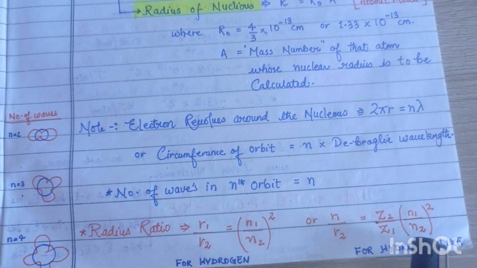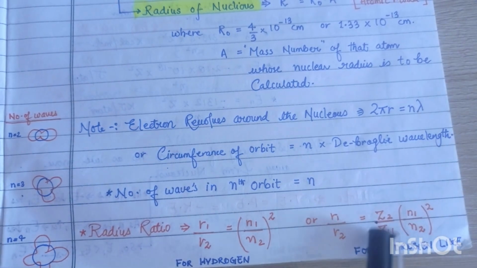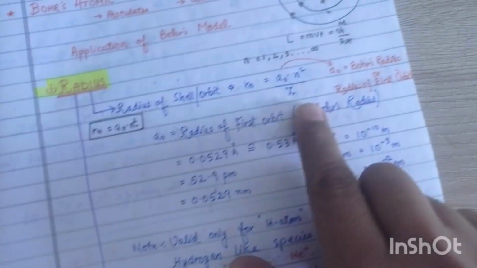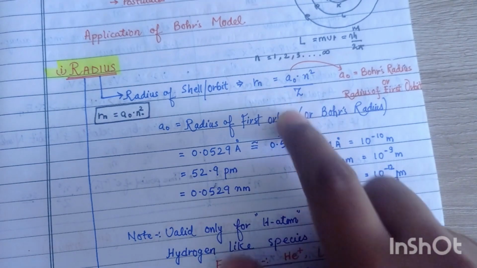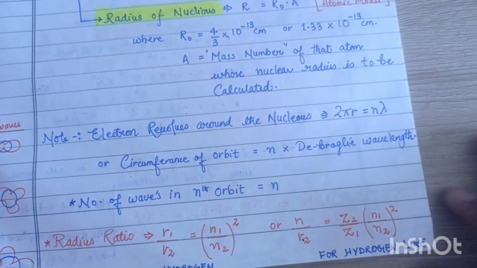r1 upon r2 is equal to (n1 upon n2) whole square times z2 upon z1, because the radius is inversely proportional to z. Please take a screenshot of this so that you can memorize all these important formulas.